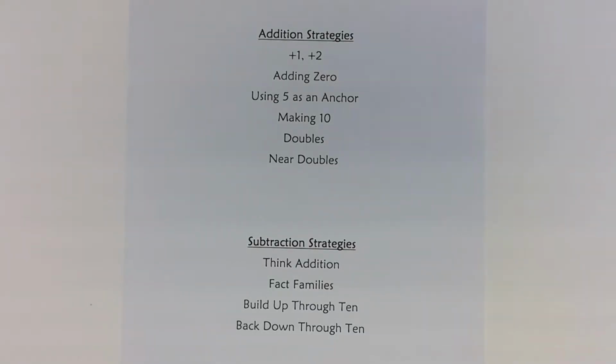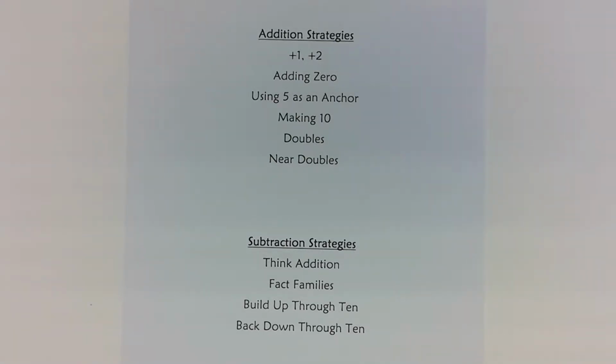When working with addition and subtraction strategies, we don't want to just start with 0 and move the students on, then 1s, then 2s, then 3s, then 4s, then 5s, and so on. But we want to sort of chunk the strategies together, or chunk the numbers together, and so we're looking at strategies. So we're talking about adding +1 or +2. Another strategy is adding 0, using 5 as an anchor, making 10, doubles and near doubles for addition.